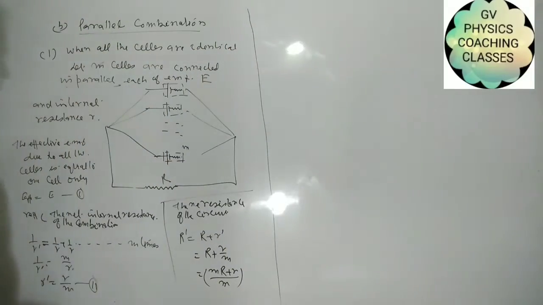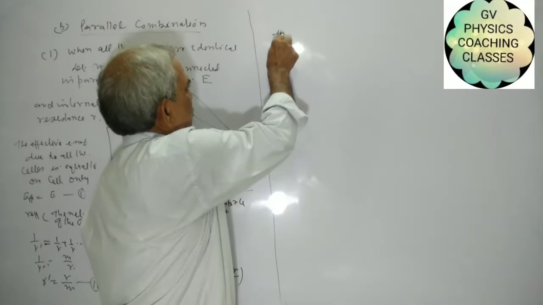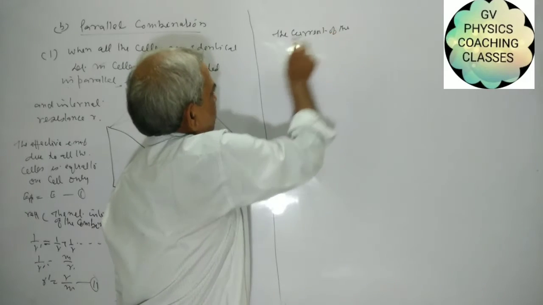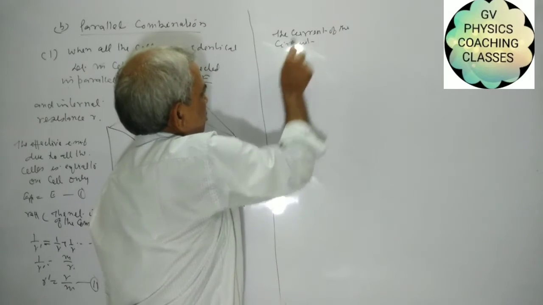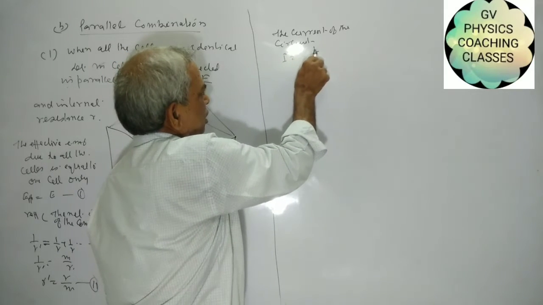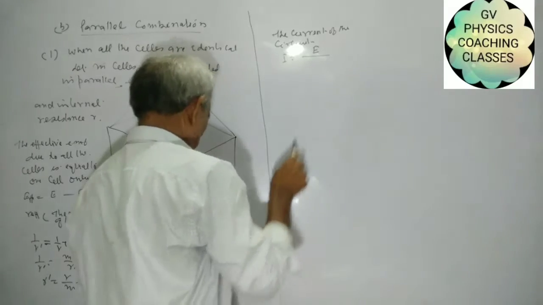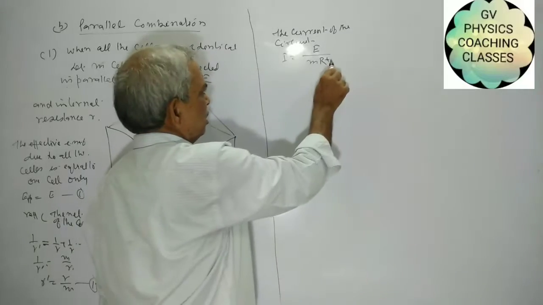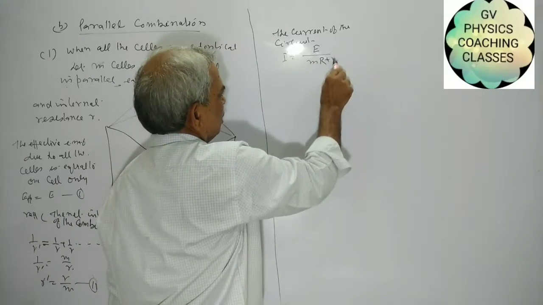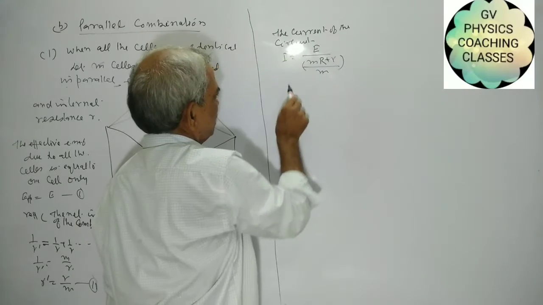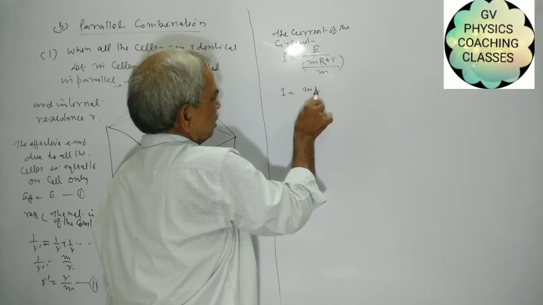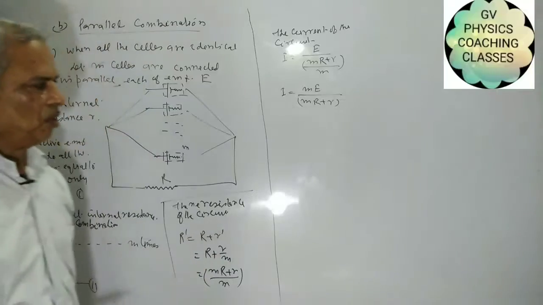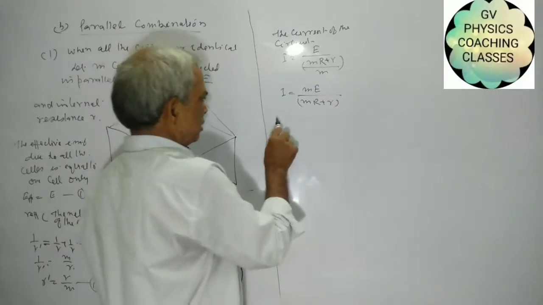Then the current of the circuit is I equal to E upon (R plus R upon M), or M E upon (M R plus R). Different cases.